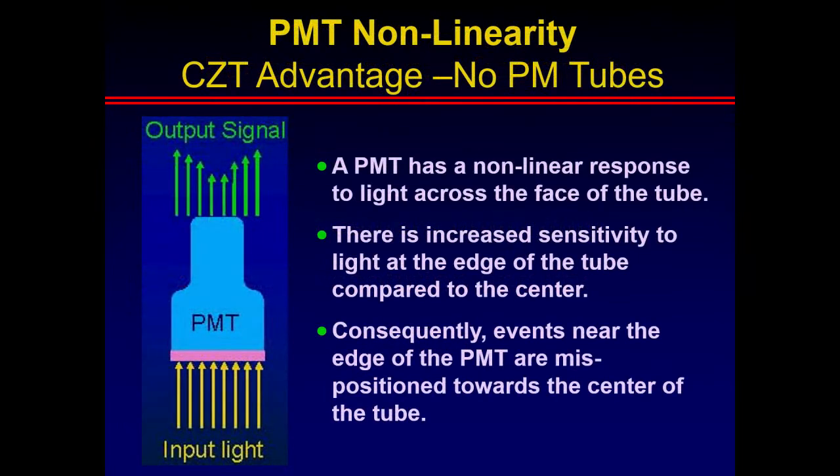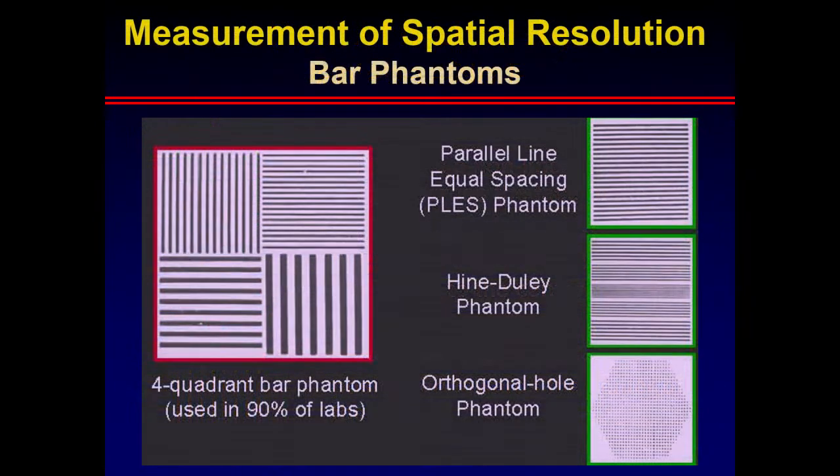Spatial resolution and linearity is another concept. We don't have to worry about this with CZT crystals because we don't have PM tubes, but in cameras that do have PM tubes, and many of them out there still do, we have to remember that linearity is a reflection of what is going in as an input function of light as compared to what's an output function of light. And there's going to be a differential in the output function, with greater signal toward the periphery of the PM tube rather than the central area of the PM tube. And that obviously needs correction.